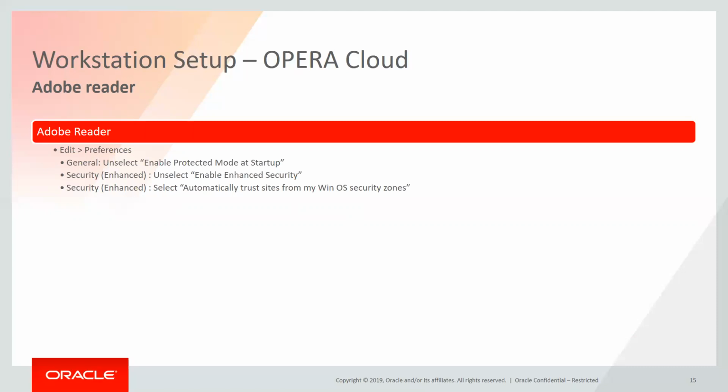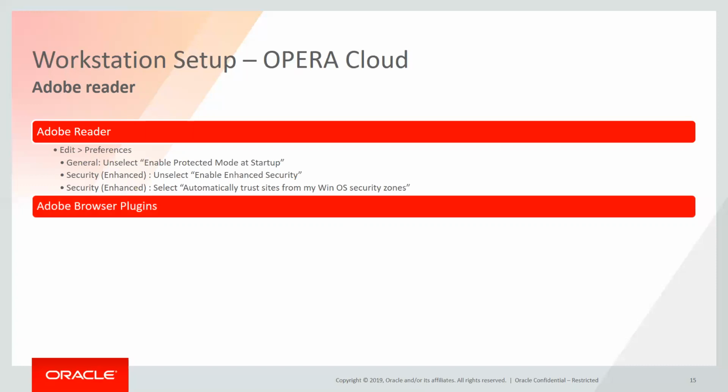What's additional for Opera Cloud is the Adobe Reader plugin for the browser, so we have to ensure that we activate and enable the plugins. Here are some examples on how to do this for Google Chrome and for Mozilla Firefox. So after following these steps, your workstations will be ready to run Opera Cloud and Opera version 5 as well.